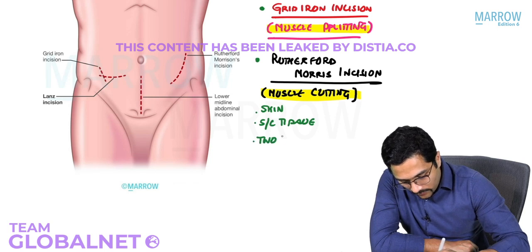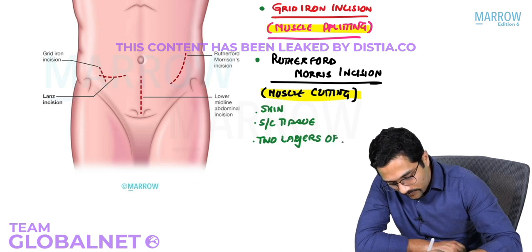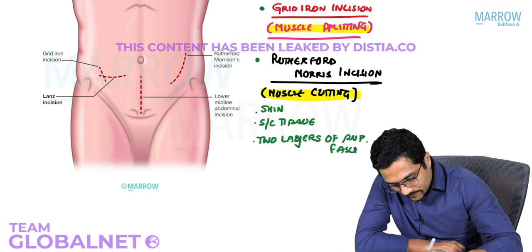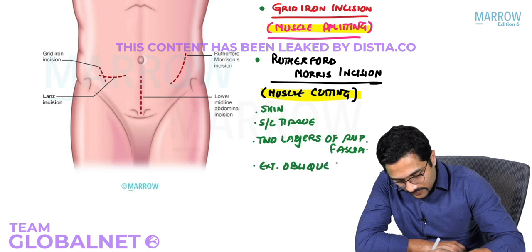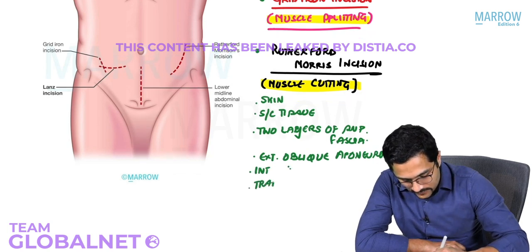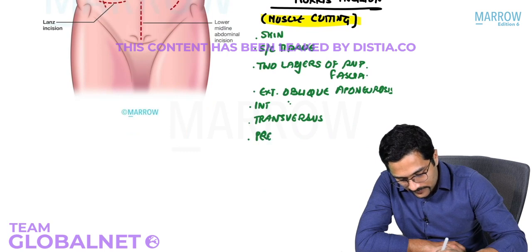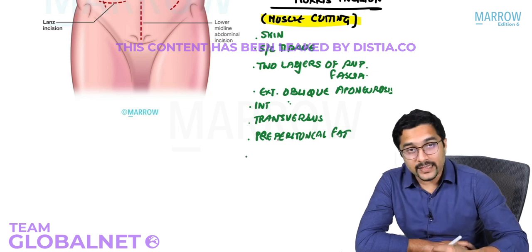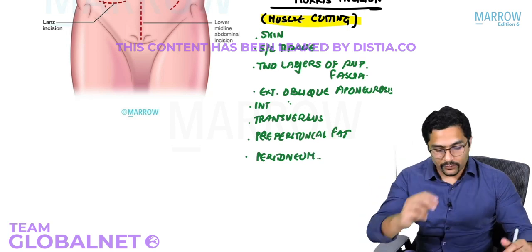you have the two layers of the superficial fascia, your Scarpa's and Camper's fascia, then you have the external oblique aponeurosis, then the internal oblique, then the transversus, then you will have preperitoneal fat, and finally, we incise the peritoneum. So these are the various structures which are incised when we are doing a Rutherford-Morris incision.